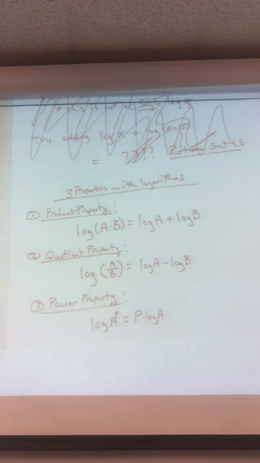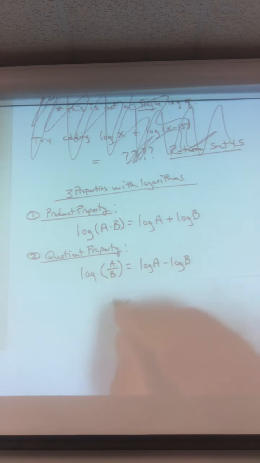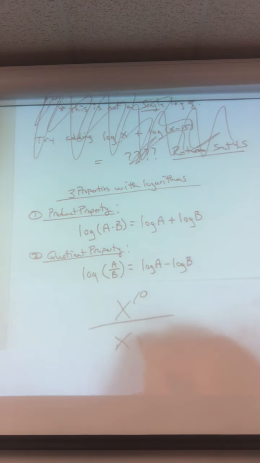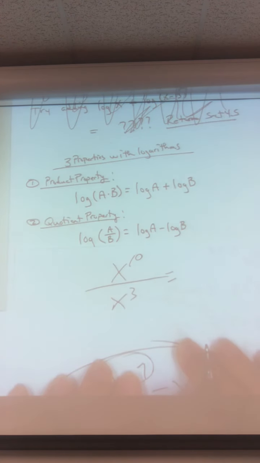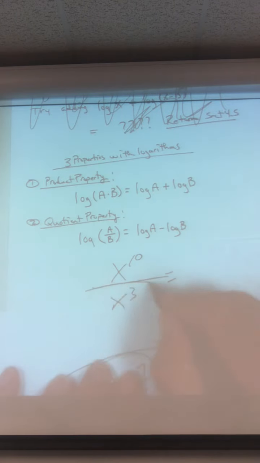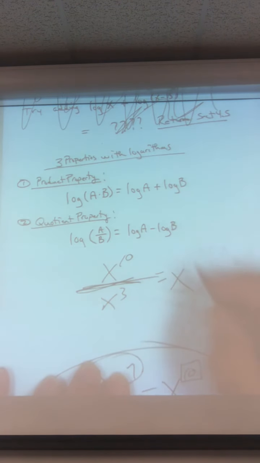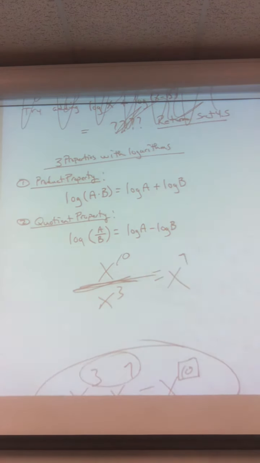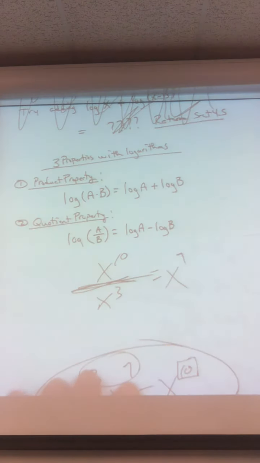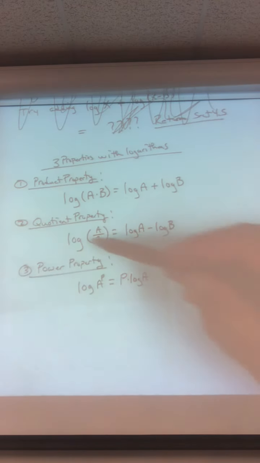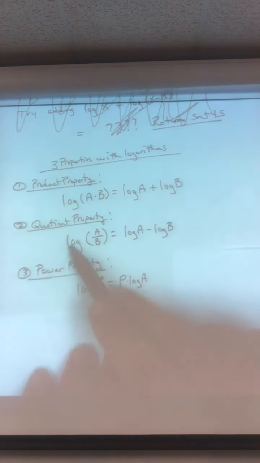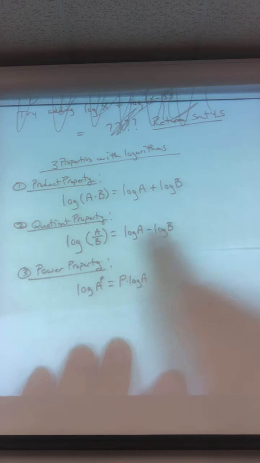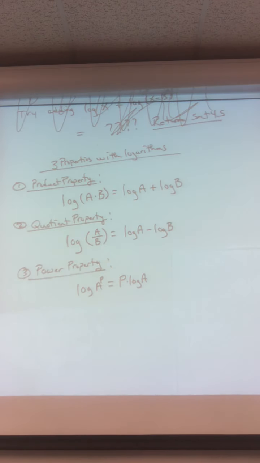Now, let me show you again right quick why that works that way. Look at this problem right here. X to the 10th divided by x to the 3rd. You're dividing. What's the answer to this? X to the 7th. Where does the 7 come from? You subtract those two exponents. So the log of A divided by B is the log of the top one minus the log of the bottom one.